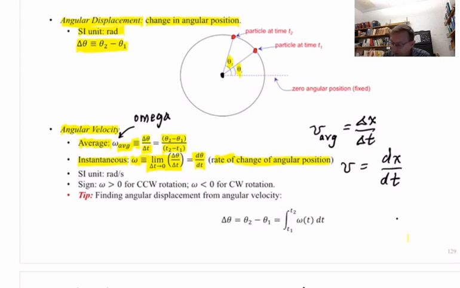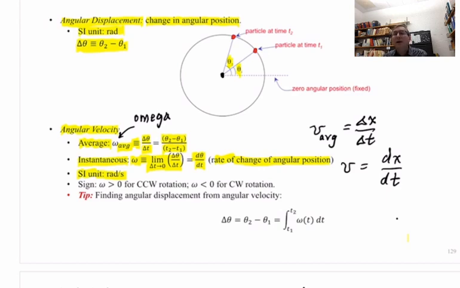What's the SI unit of angular velocity? Well, look at either omega average or omega instantaneous. It's got to be the unit of theta over the unit of t. So radian over second, or as we say, radian per second.